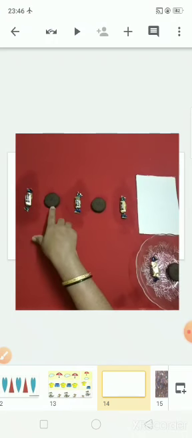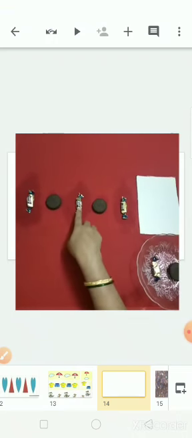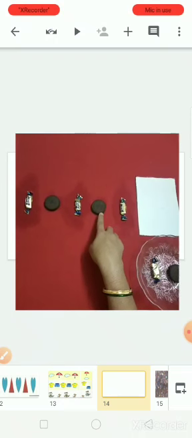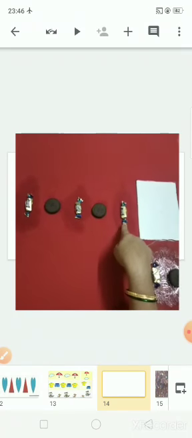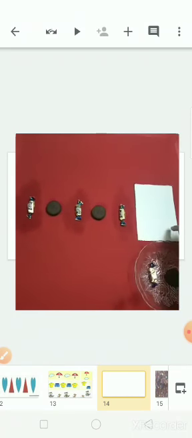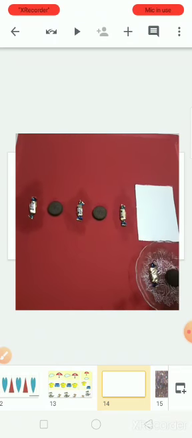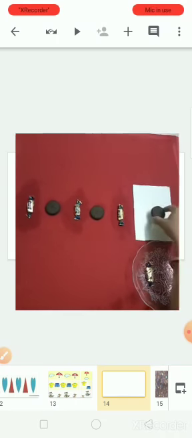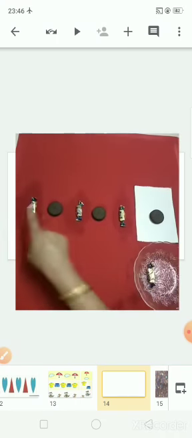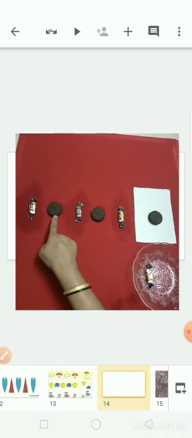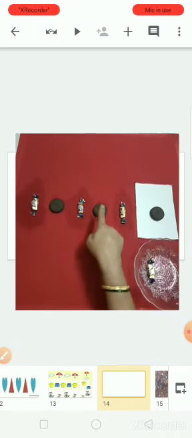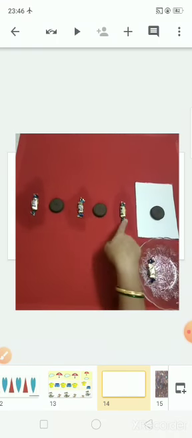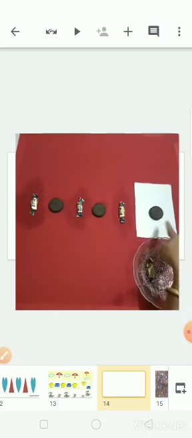Chocolate, biscuit, chocolate, biscuit, chocolate. So what will be the next? Yes. Chocolate? No. Biscuit? Yes. Chocolate, biscuit.